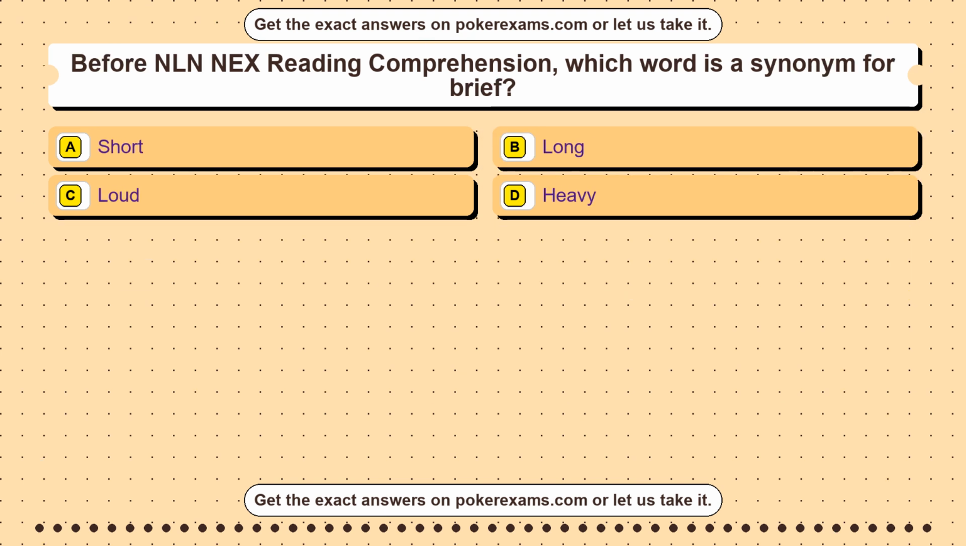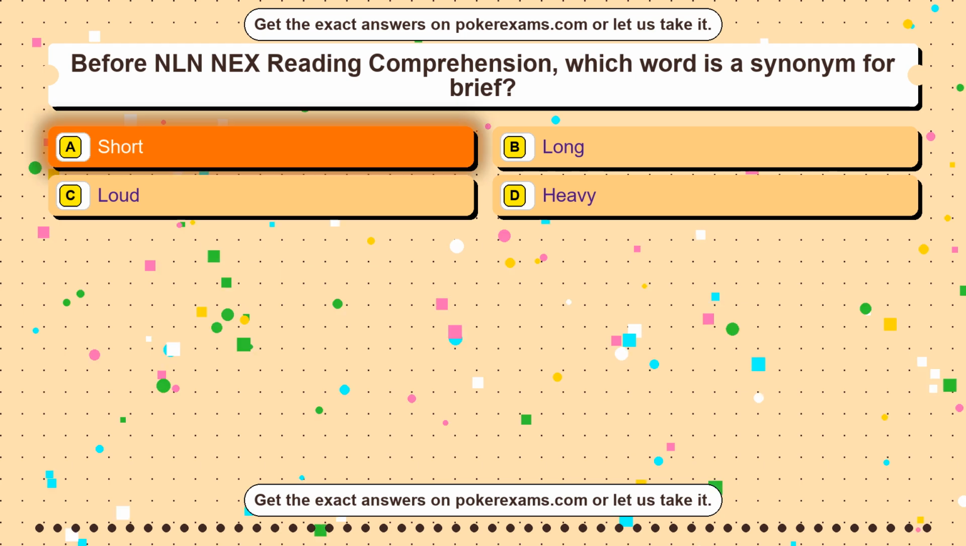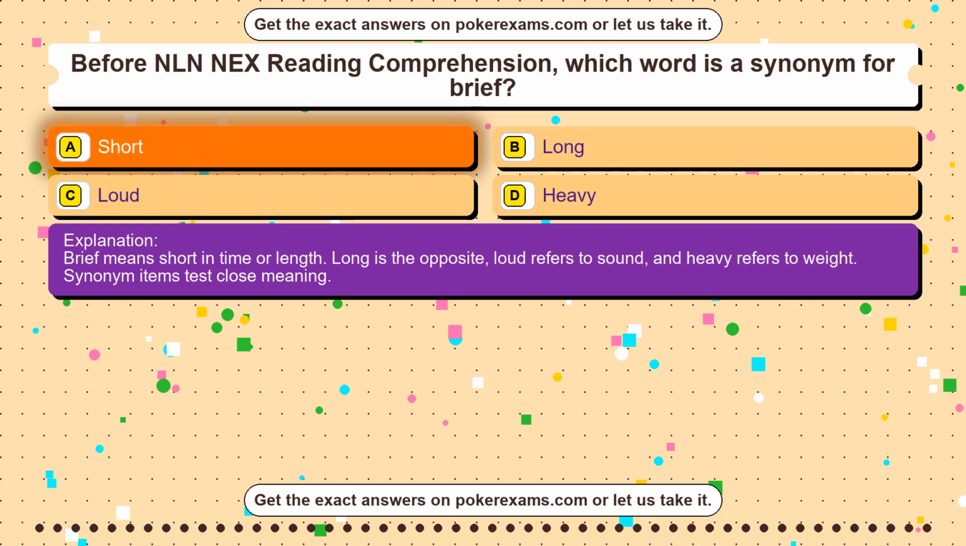Question 5. Before NLN NEX Reading Comprehension, which word is a synonym for brief? Option A short. Option B long. Option C loud. Option D heavy. The correct answer is option A, short. Brief means short in time or length. Long is the opposite, loud refers to sound, and heavy refers to weight. Synonym items test close meaning.